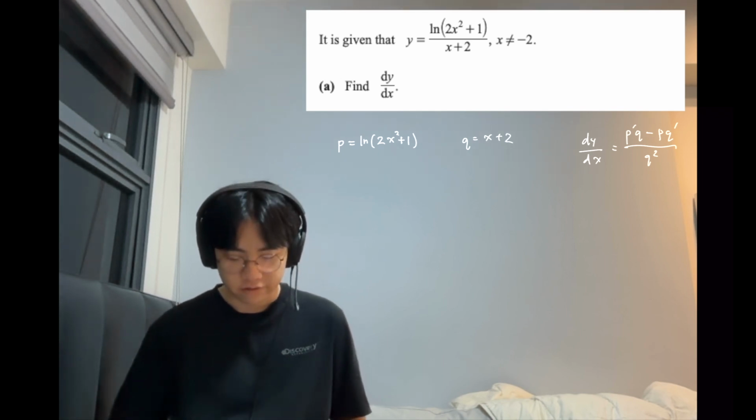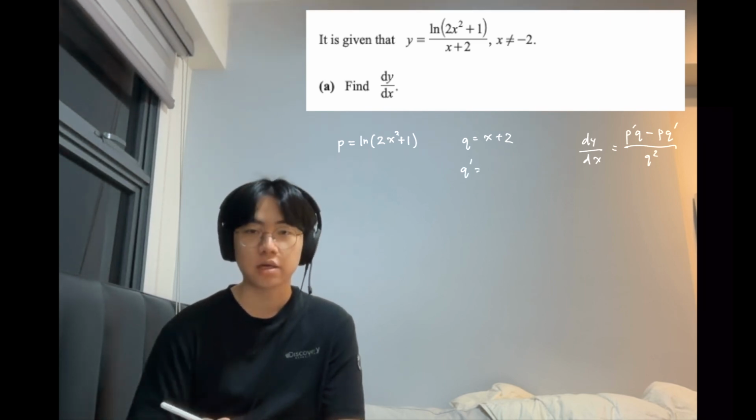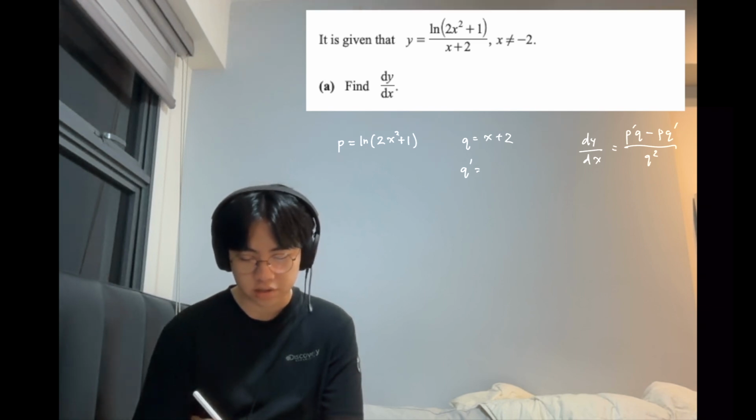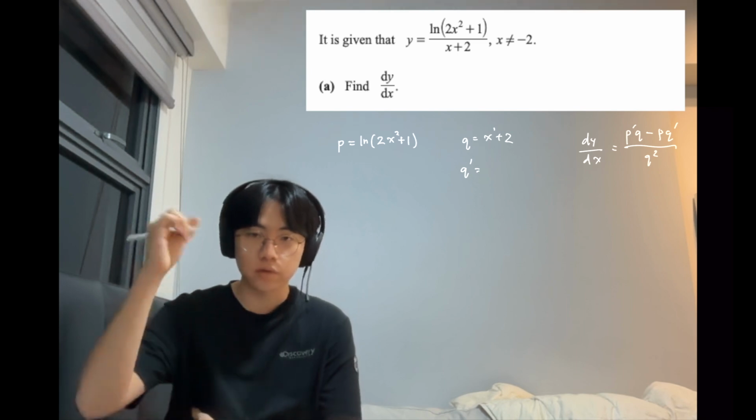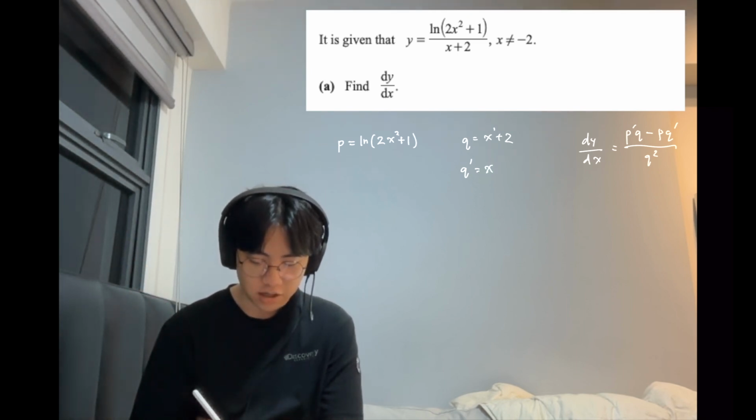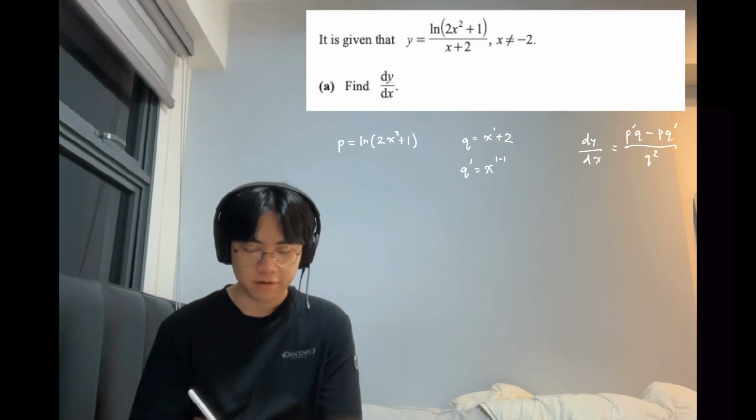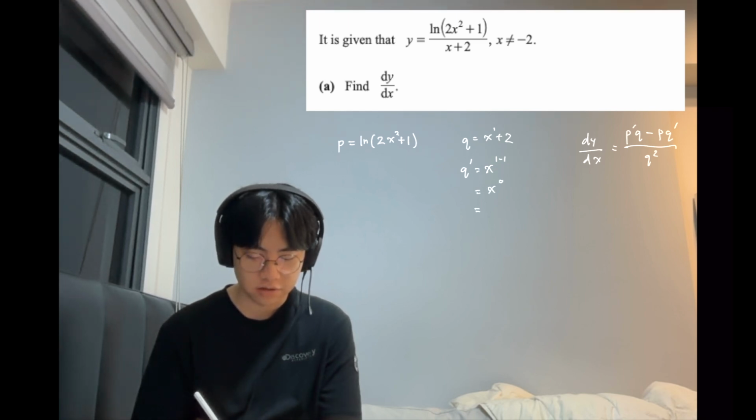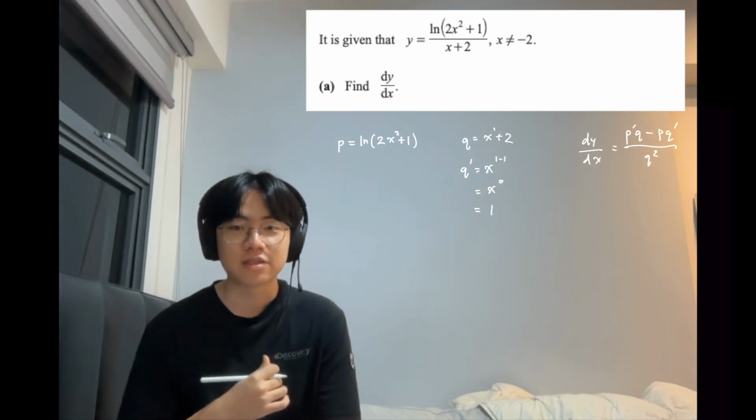Let's find the derivative of both of these. The derivative of q will just be 1. You can treat x as x to the power of 1, right? If you do the power rule on this, the 1 goes down, becomes 1x, which is the same thing as x, and then 1 minus 1 gives x to the power of 0, or just 1. A good thing to know is that the derivative of just x is just 1.